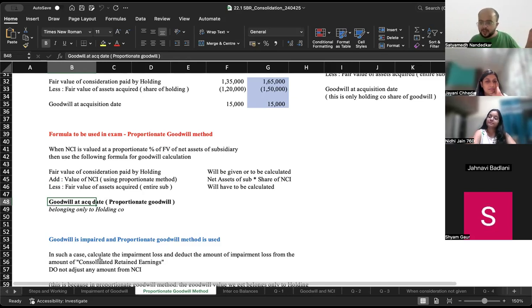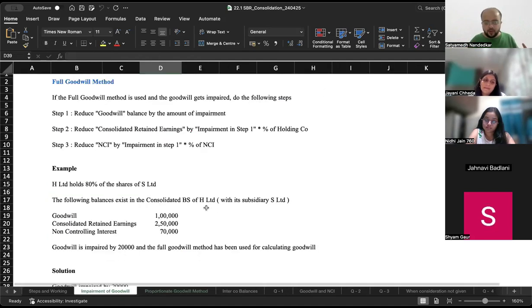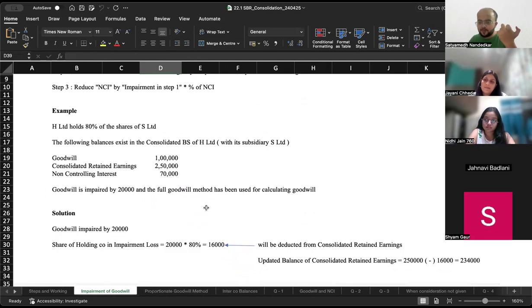The first method we had, the full goodwill method, that was goodwill relating to the entire subsidiary. In that, NCI's share was also there, and the holding company's share was also there. Now, if the goodwill gets impaired and you are using the full goodwill method, what should you do? If you are using the full goodwill method, calculate the total impairment.